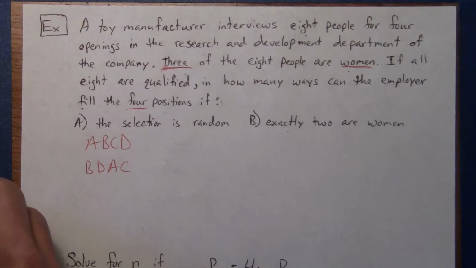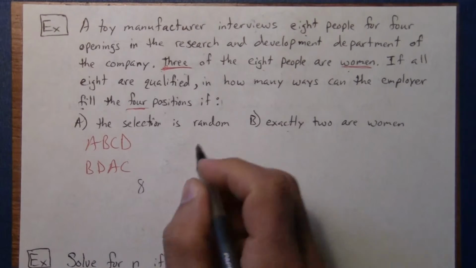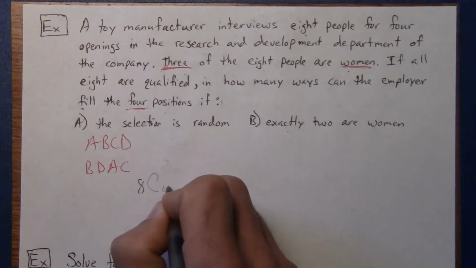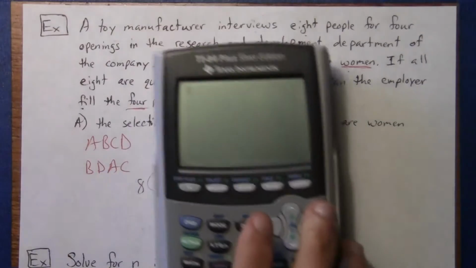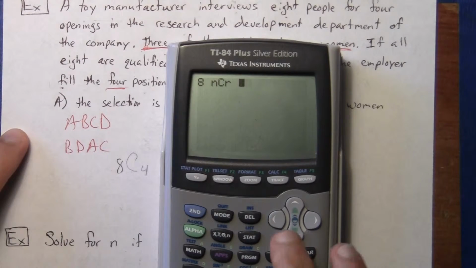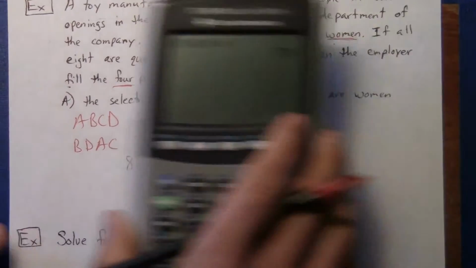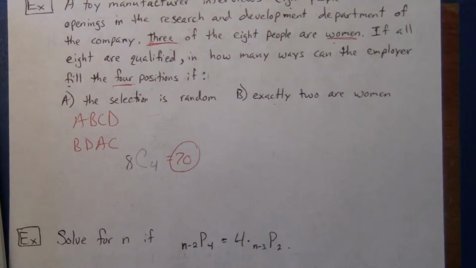So that's telling me that I should probably be using a combination here, because it doesn't mention anything about the number of ways or who's going to be more important than the other. So I'm going to use a combination. When I look at this, there are 8 people total to pick from. I want 4 of them. So I'm going to type in my calculator 8, math, go over to PRB, combination 4, hit enter, and it tells me that there are 70 ways that this can happen. So if I wanted to just randomly pick 4 people, I can have 70 different groupings.